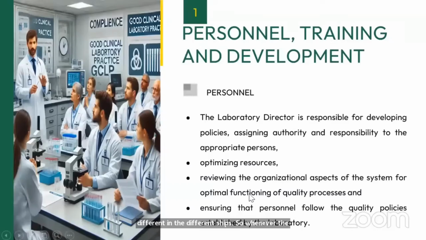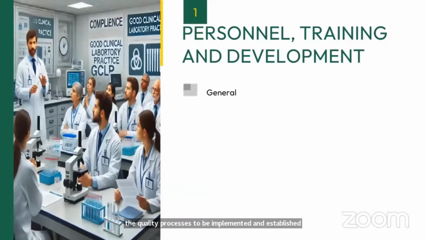Then, reviewing the organizational aspect of the system for optimal functioning of the quality processes, and ensuring that personnel follow the quality policies established by the laboratory. All these are the responsibilities of the laboratory director. It comes under the purview of the laboratory director how the organizational structure should work so that optimal functioning is achieved, how the appropriate quality processes should be carried out, and what quality processes are to be implemented and established in the laboratory.